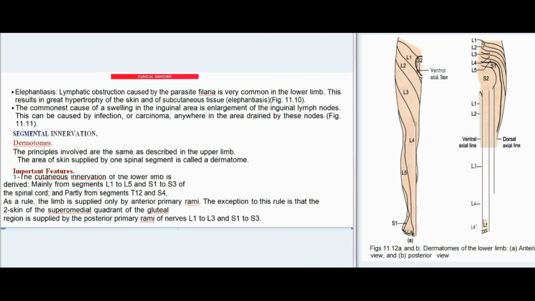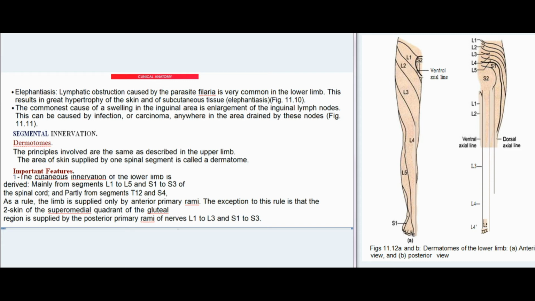Elephantiasis, lymphatic obstruction caused by the parasite filaria, is very common in the lower limb. This results in great hypertrophy of the skin and of subcutaneous tissue, elephantiasis, Fig 11.10. The commonest cause of a swelling in the inguinal area is enlargement of the inguinal lymph nodes. This can be caused by infection, or carcinoma, anywhere in the area drained by these nodes, Fig 11.11.